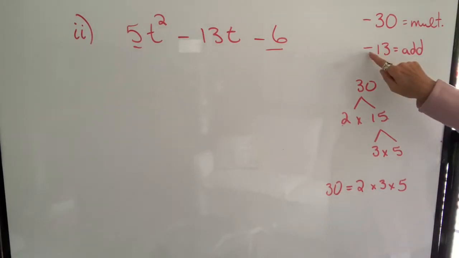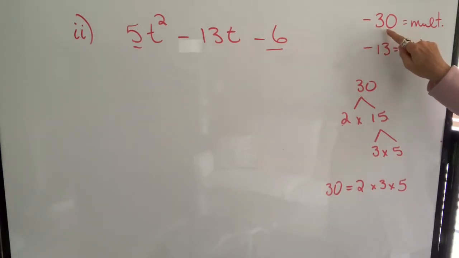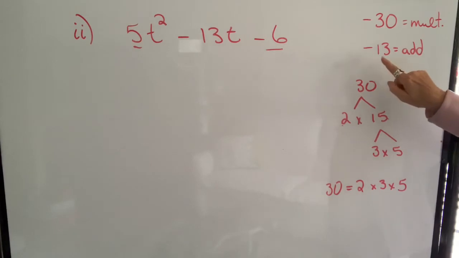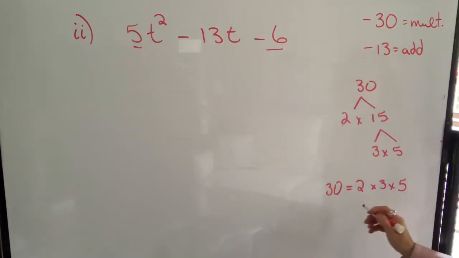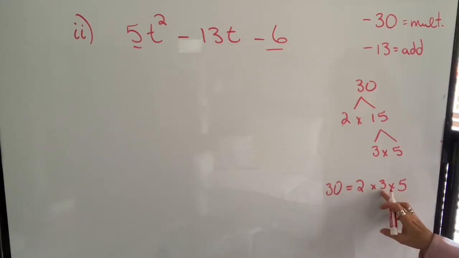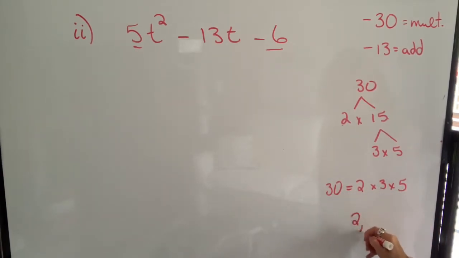So we're looking specifically for two numbers that multiply to equal negative 30. So one of them is going to be negative, one of them is positive, and they add to equal negative 13. And hopefully you can see that 2 and negative 15 are the numbers. They multiply to equal negative 30. They add to equal negative 13.